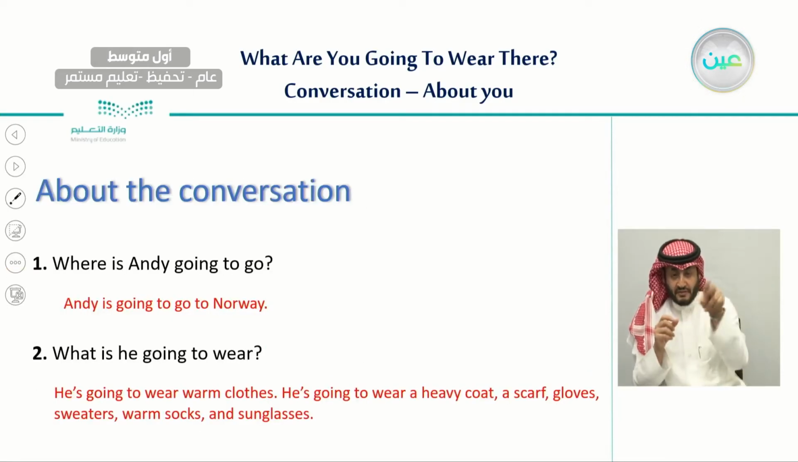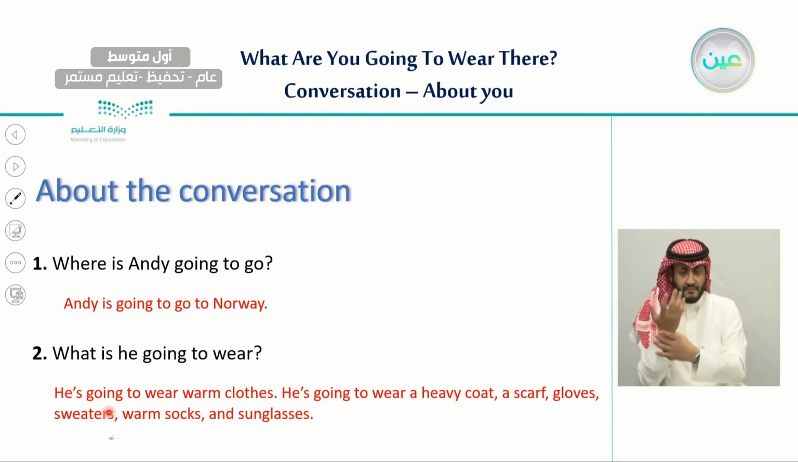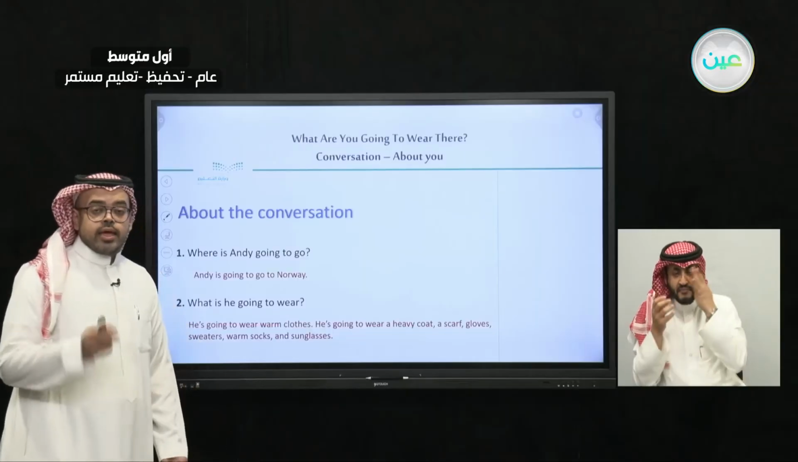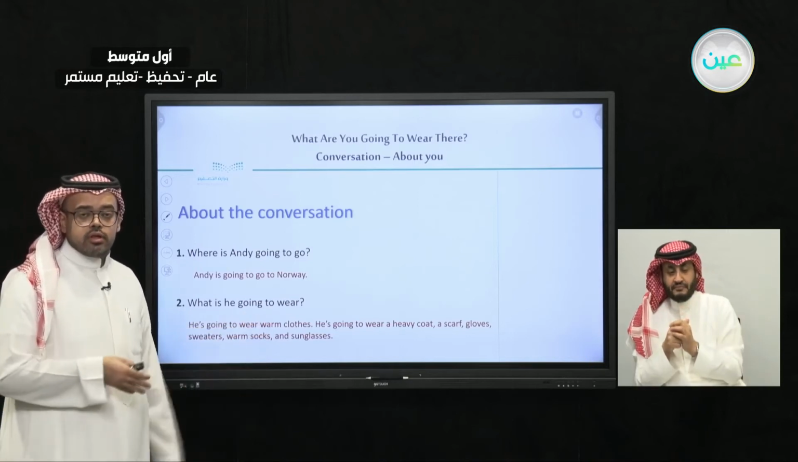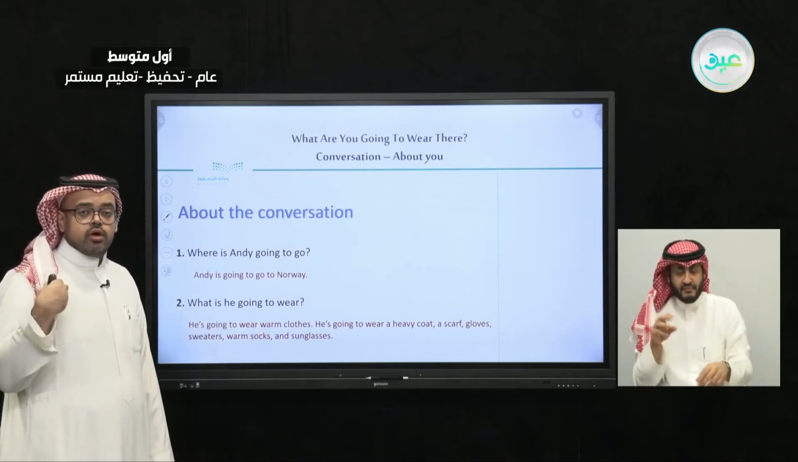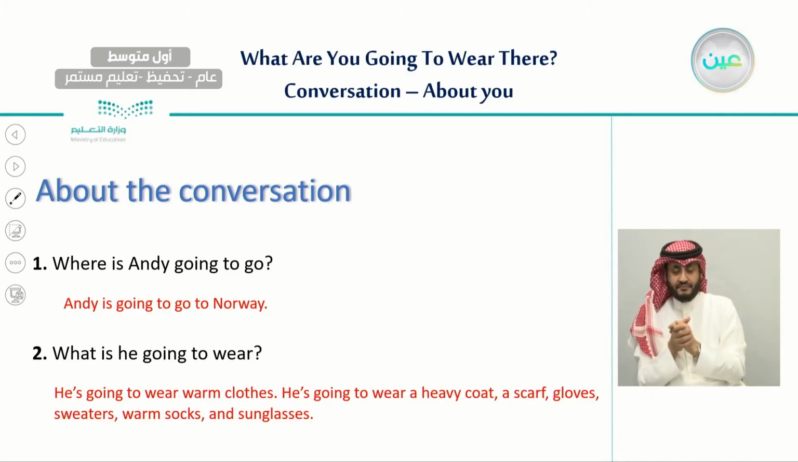So we'll go back and we write down this answer as it is. He is going to wear warm clothes. He's going to wear a heavy coat, a scarf, gloves, sweaters, warm socks, and also sunglasses. Yes, we can consider sunglasses as a kind of clothes to add them here. So here you have the answers of these two questions.